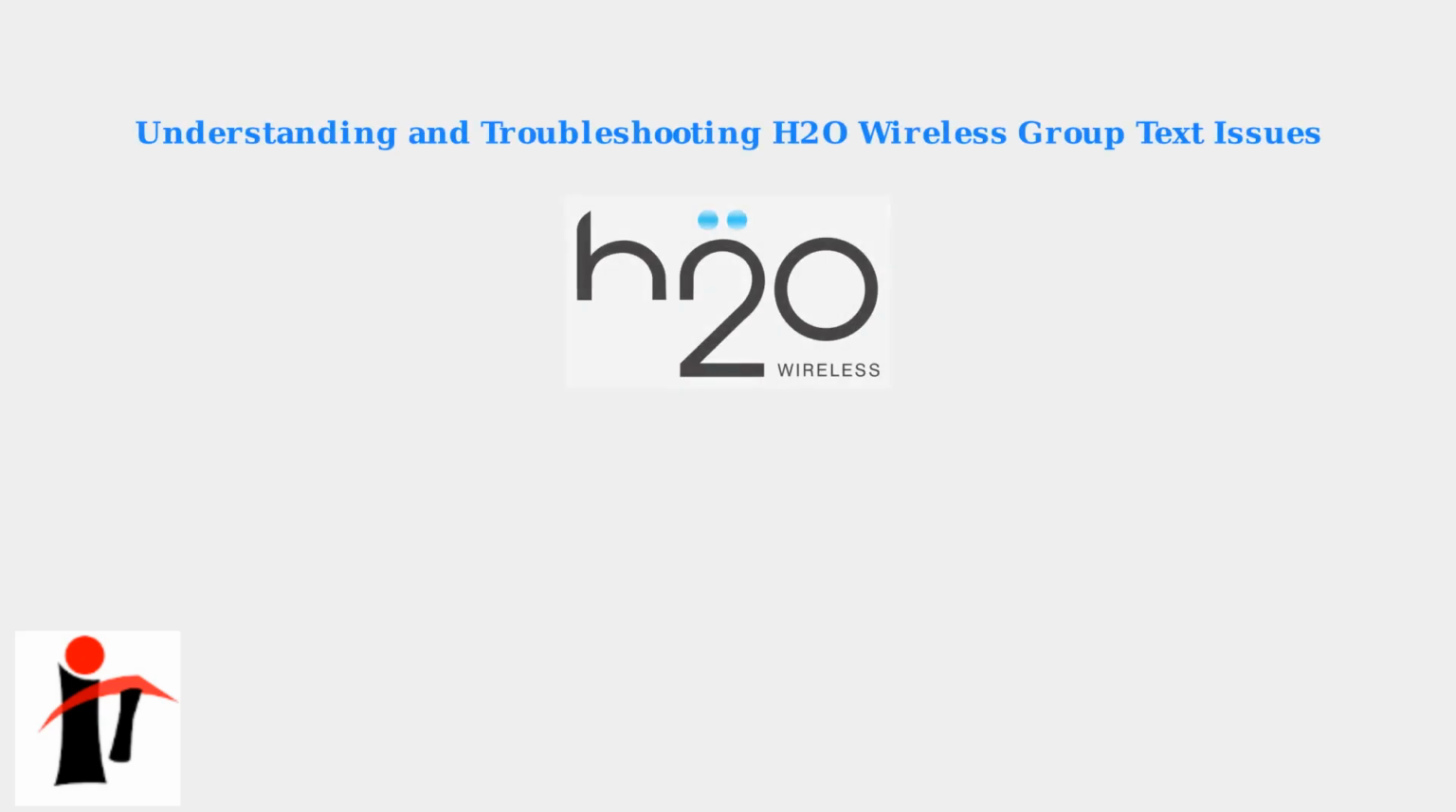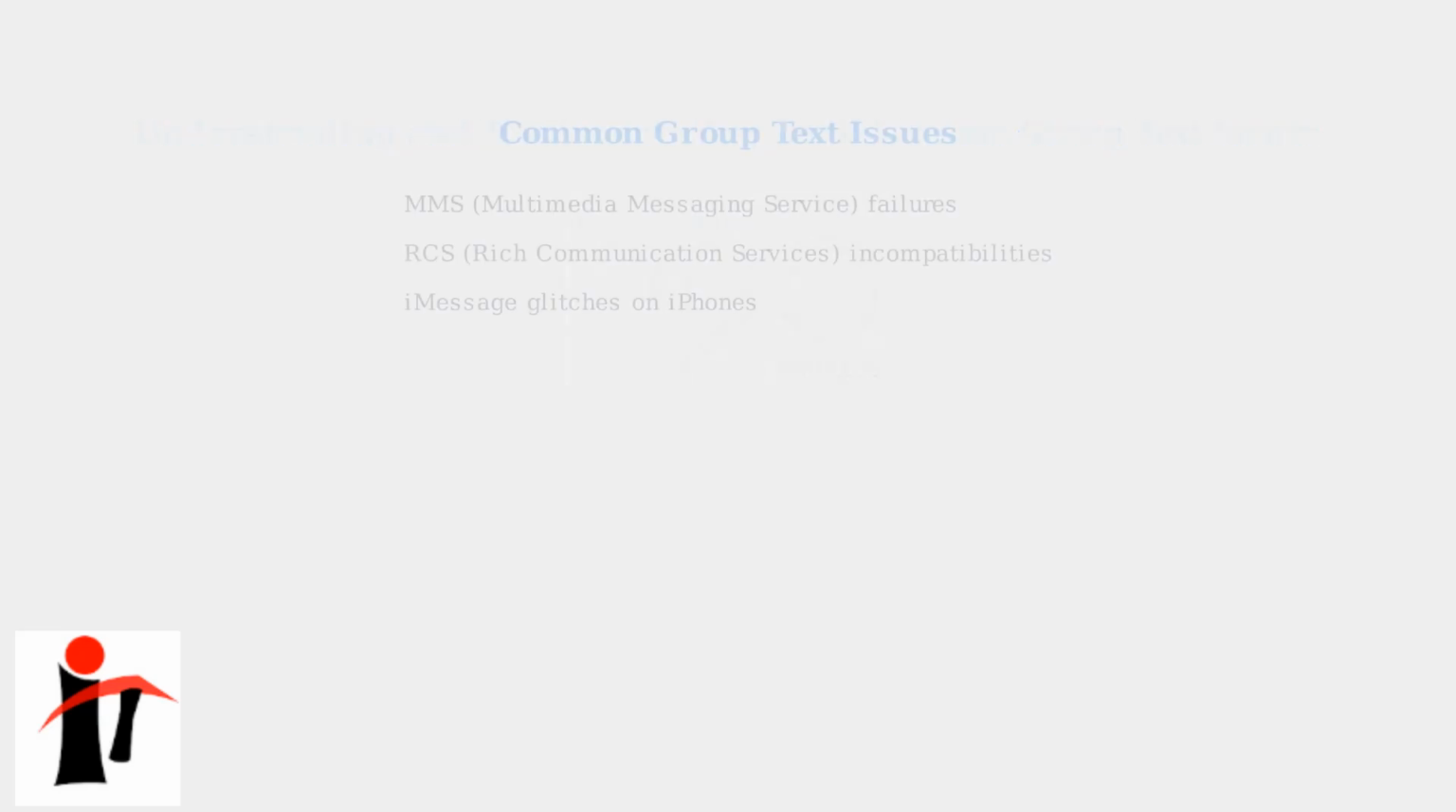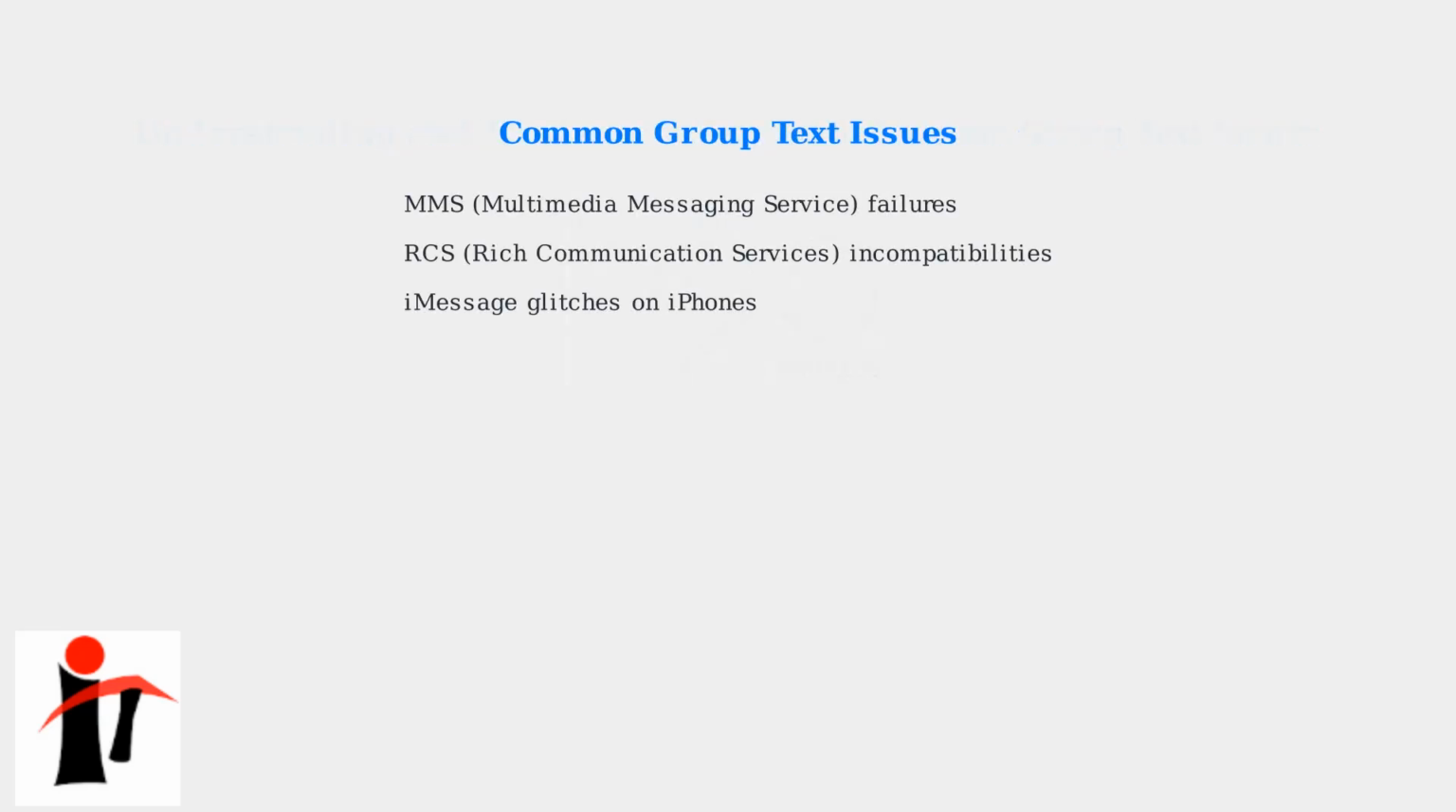Having trouble with group texts on H2O Wireless? You're not alone. Since H2O operates on networks like Verizon, AT&T, and T-Mobile, group texting can be tricky. Here's the deal. MMS failures, RCS incompatibilities, and iMessage glitches are common. These issues often arise from H2O's reliance on the underlying networks and their features.